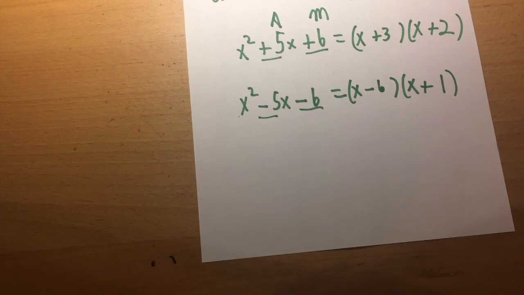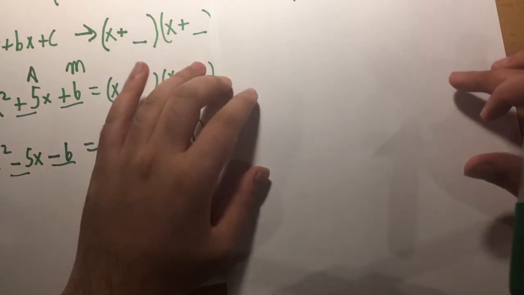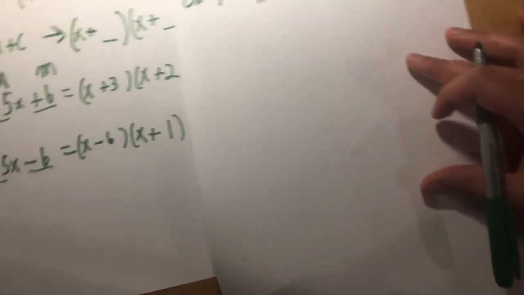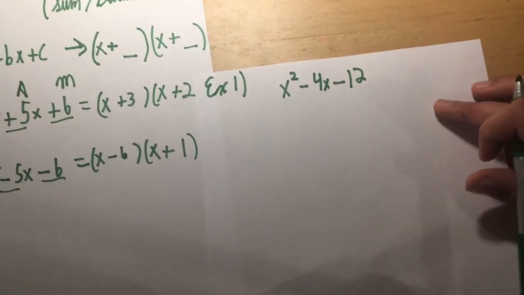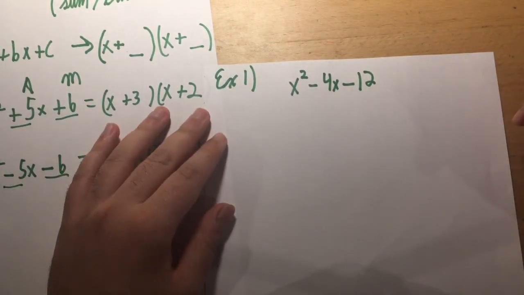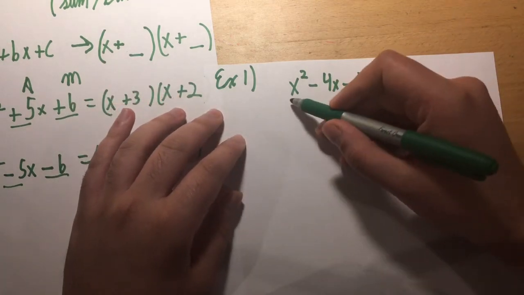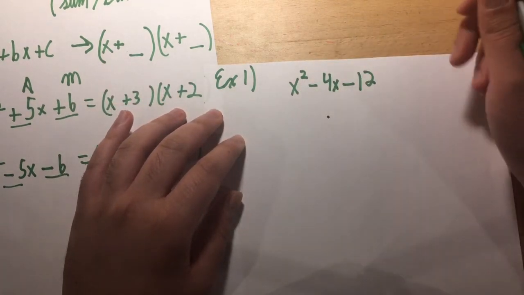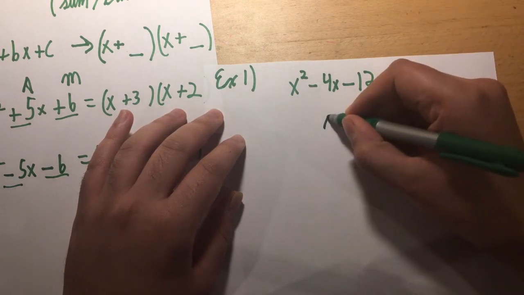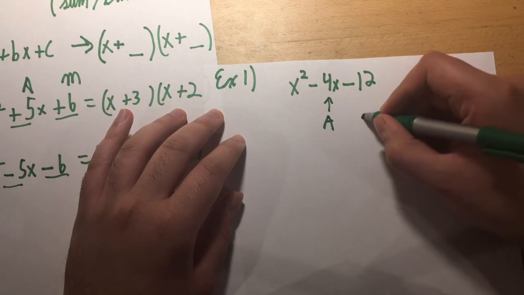So now let's just look through some examples. We have here x squared minus 4x minus 12. So, the AM method: we're allowed to use it because the number up here is 1. Next, let's find numbers that add to -4. Pay attention to the sign.